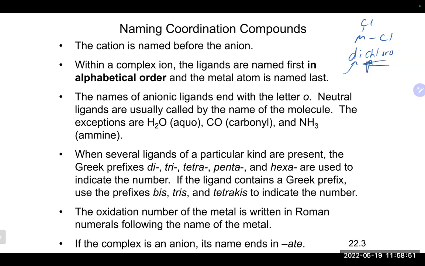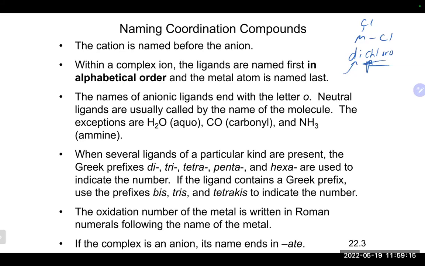If you have a name of a negative ligand that ends with the letter O, neutral ligands are usually called by the name of the molecule. There are a few exceptions. Water is known as aqua. Some books use aqua, A at the end. CO is carbonyl, NH3 is ammine. Several ligands of a particular kind may be present.